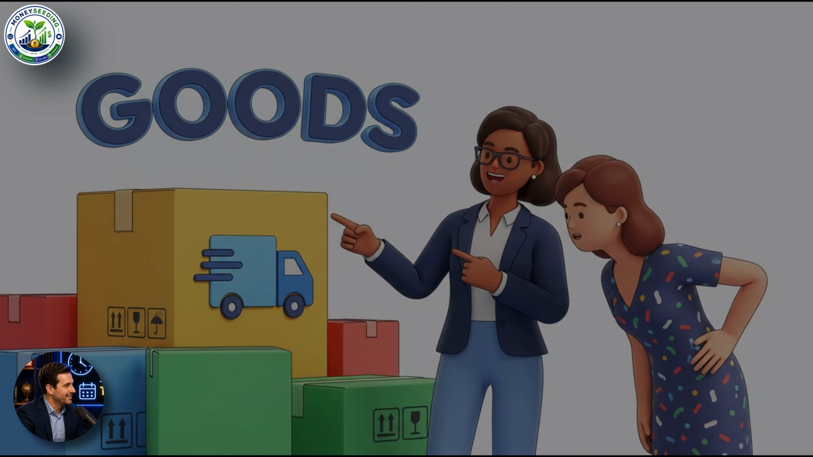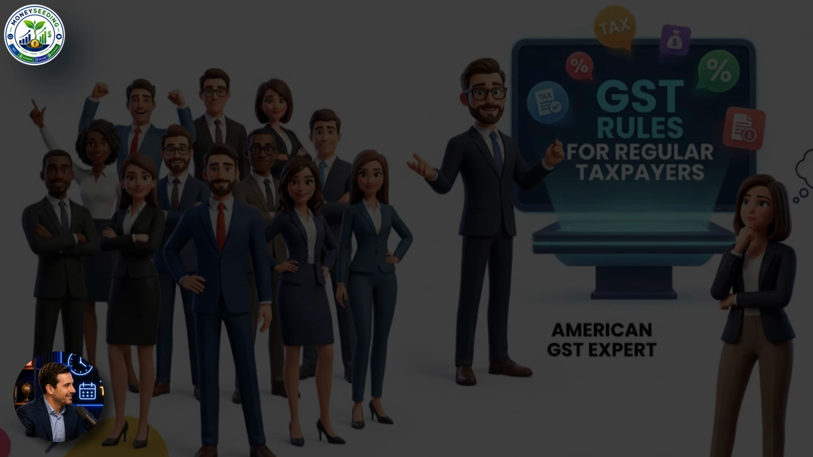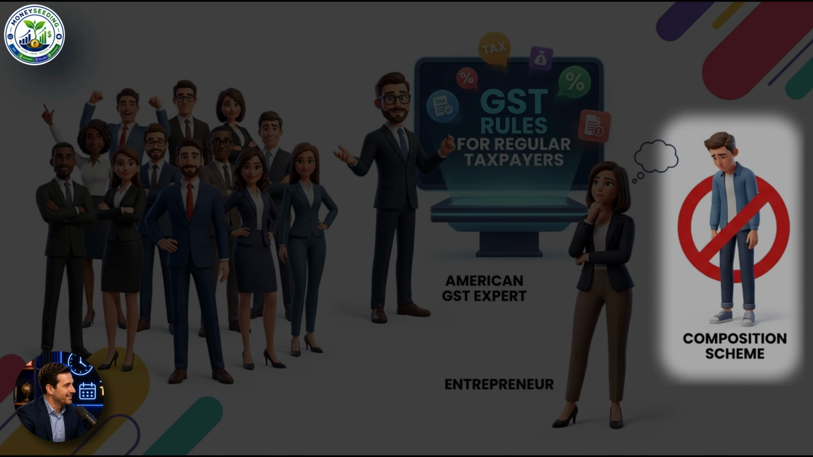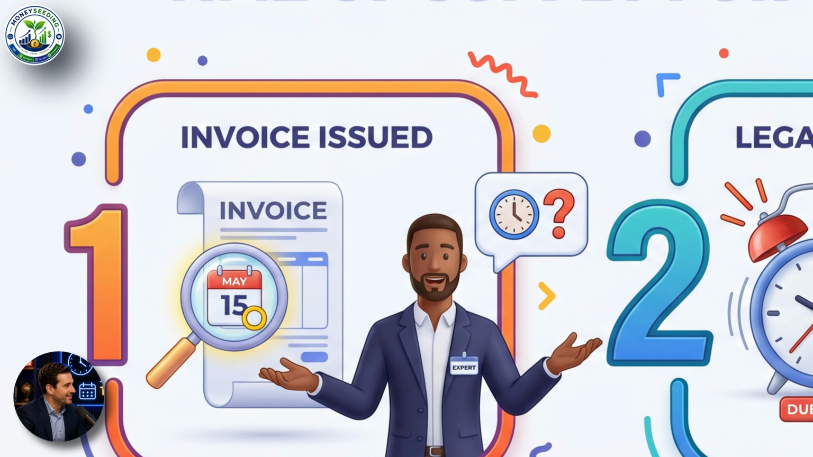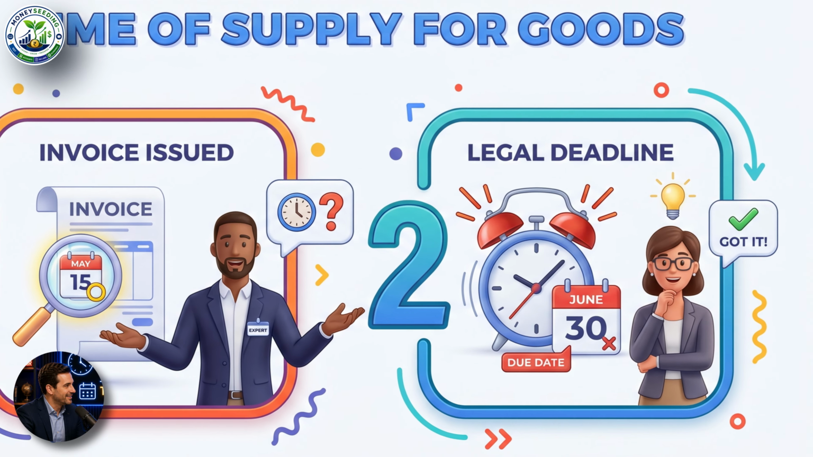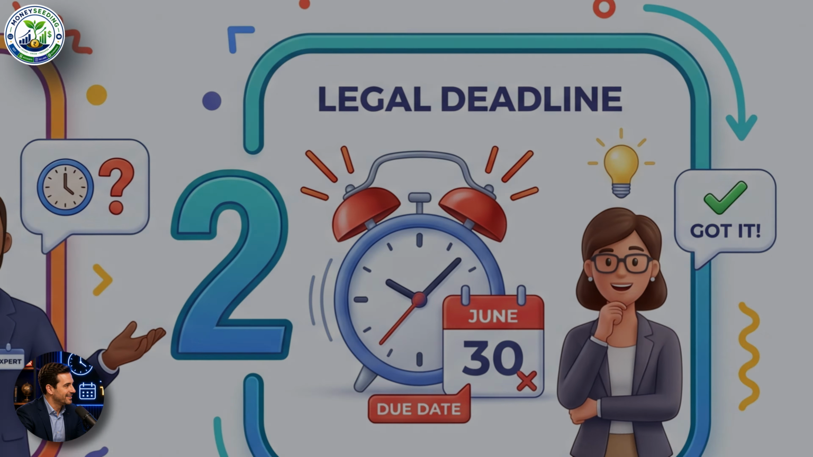Let's start with goods. For most regular taxpayers, except those under the composition scheme, the rule is quite simple now. The time of supply is the date the invoice is issued or the last date by which the invoice should have been issued by law.